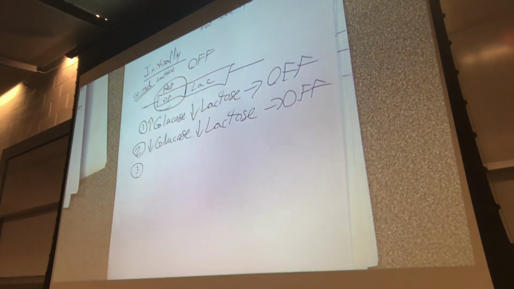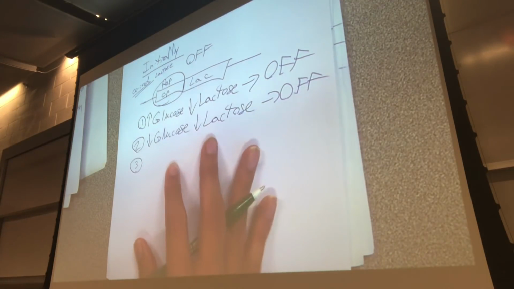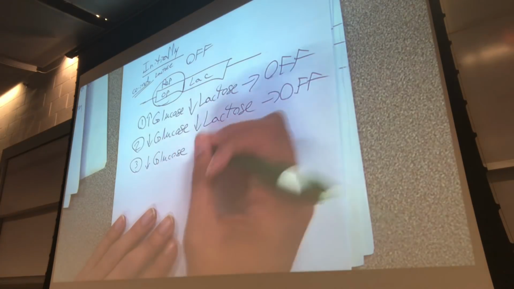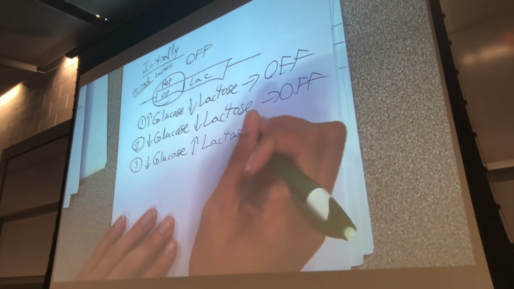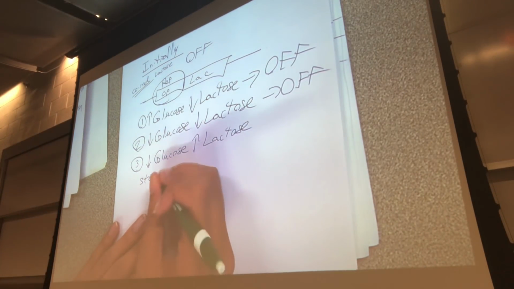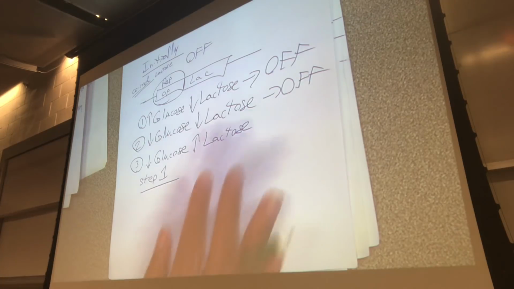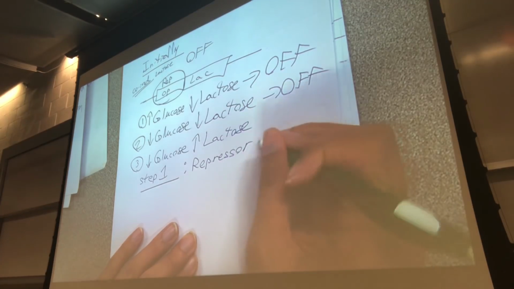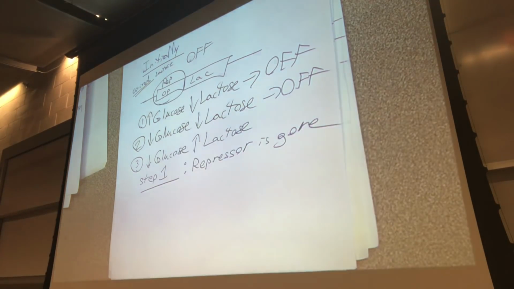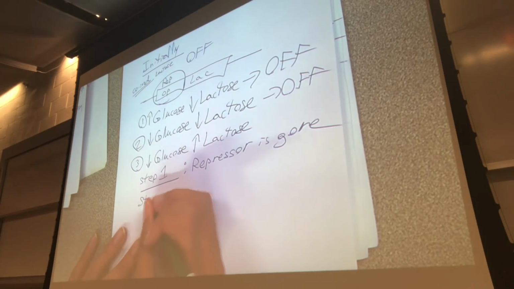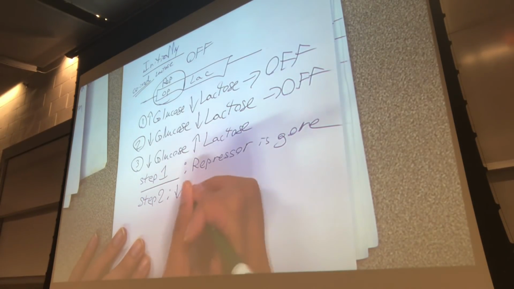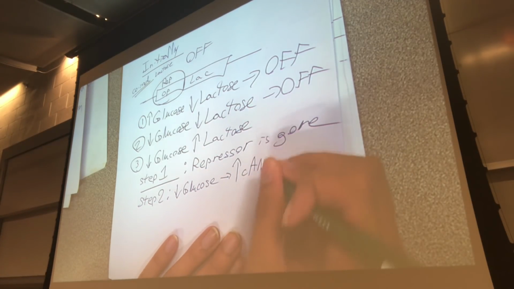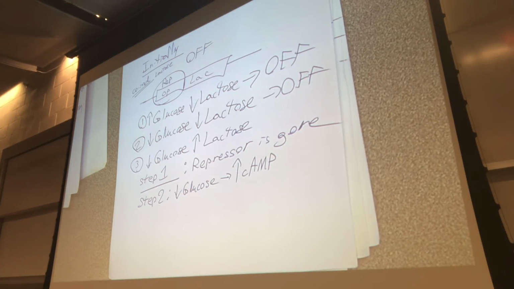Let me make sure I do this in the right order. Okay. So, what happens if you have low glucose and abundant lactose? All right, well, step one. What happens in step one? If you have plenty of lactose, your repressor is gone. Good. Step two. If you have low glucose, what can you tell me about cyclic AMP? You have high cyclic AMP, which is great because that's what the inducer protein required.